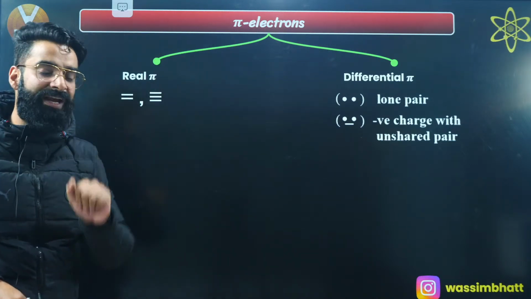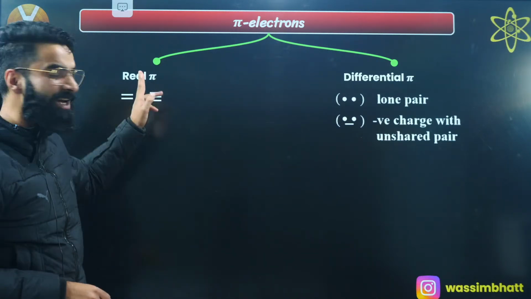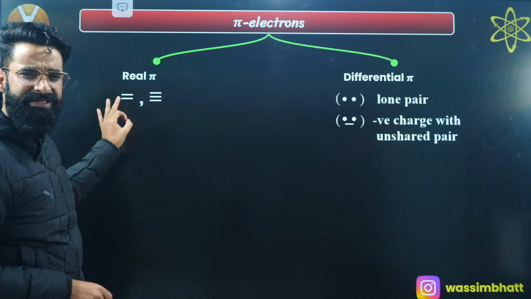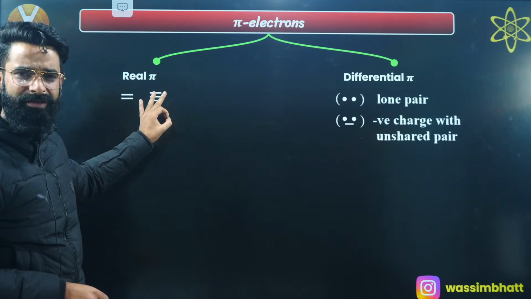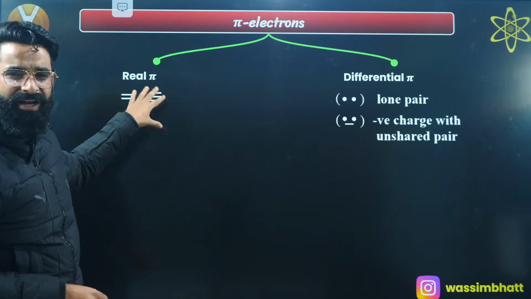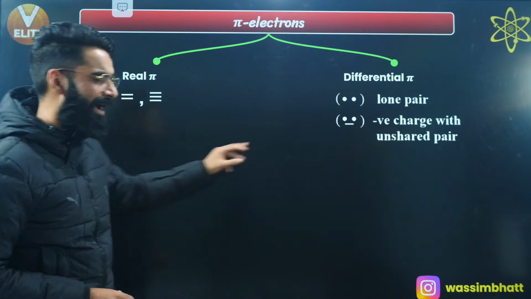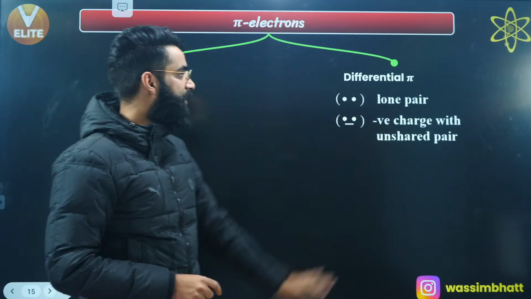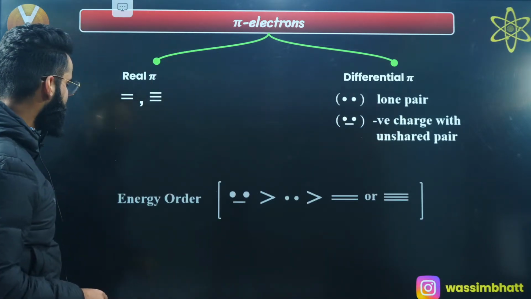So basically, your pi electrons are of two types, real pi and differential pi. Real pi: whenever you see a double bond or triple bond, whatever pi electron pairs you have in the double bond or triple bond, these are going to be your real pi. And these are going to be your differential pi electrons.